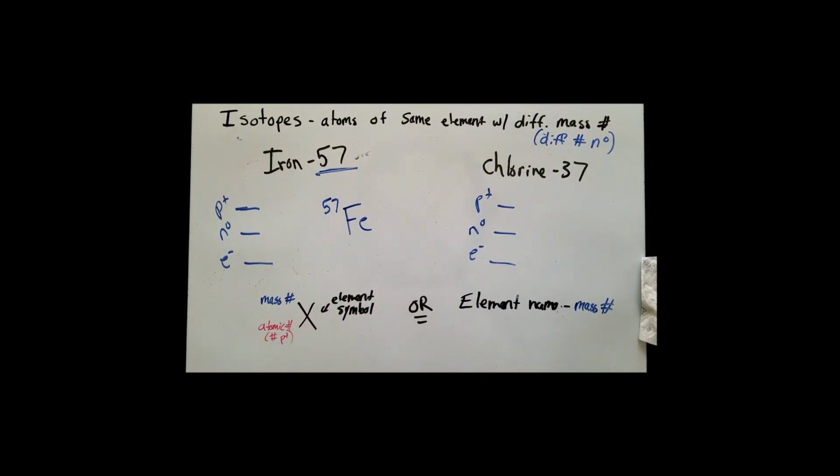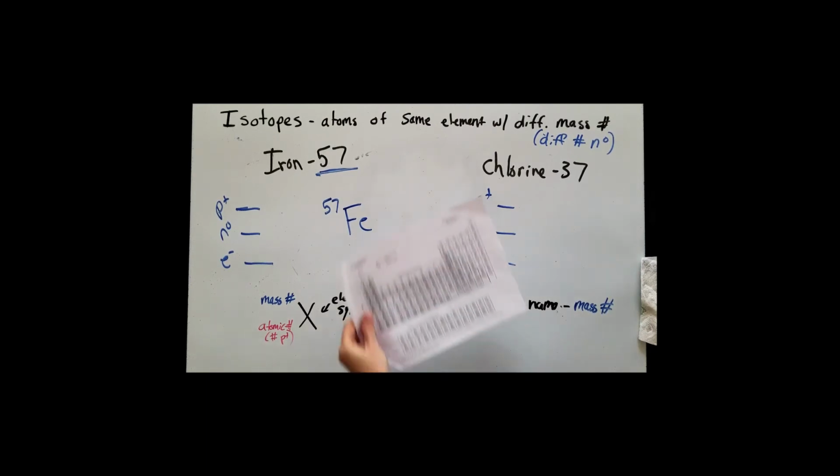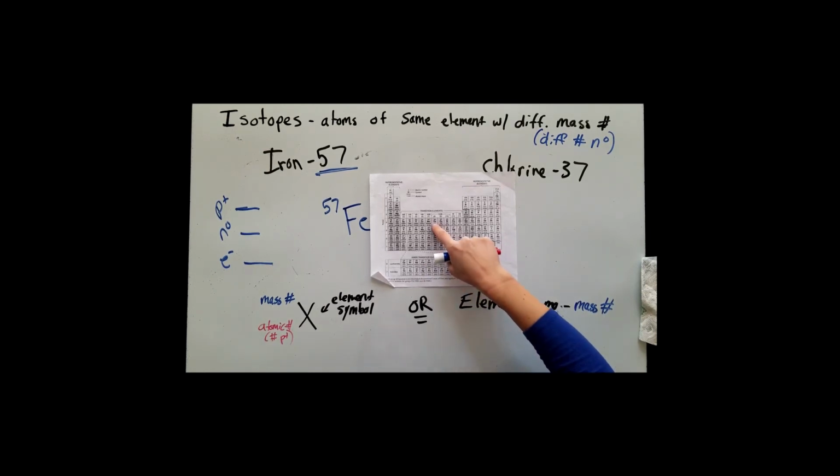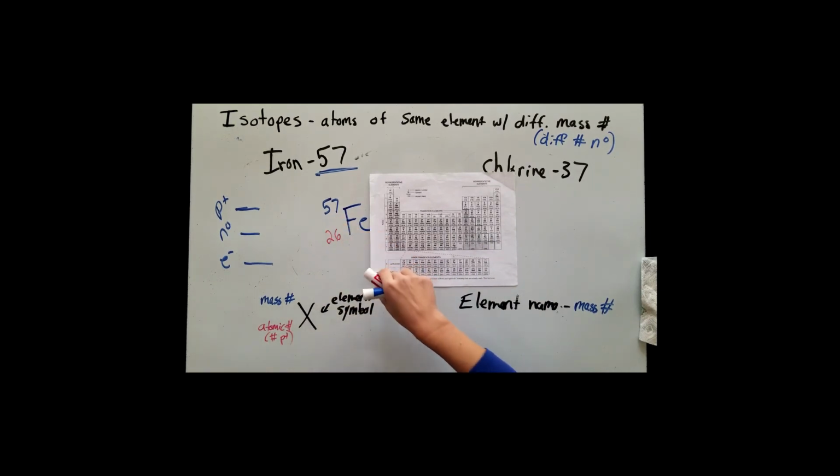Now, I don't have to, but I can put a number down here. And the number that goes down here is going to be the atomic number, or the number of protons. So let me get out my periodic table to find that. So when I find iron, Fe, let's see, where is that guy? Right here, so it's number 26. So that number 26, that's the atomic number. That's the number of protons. So I'm going to write 26 down here.